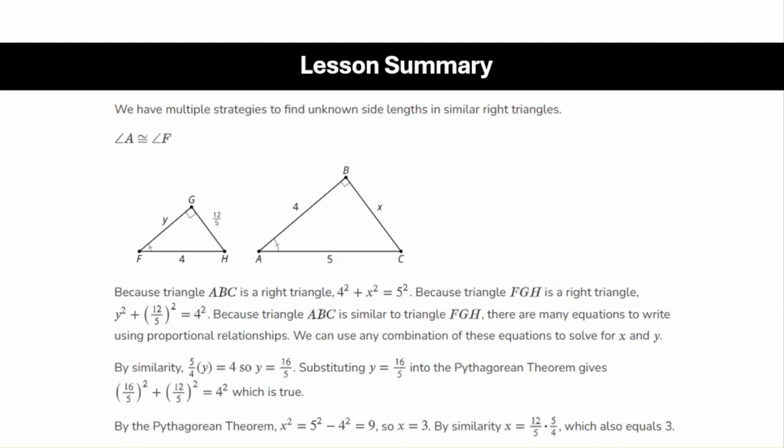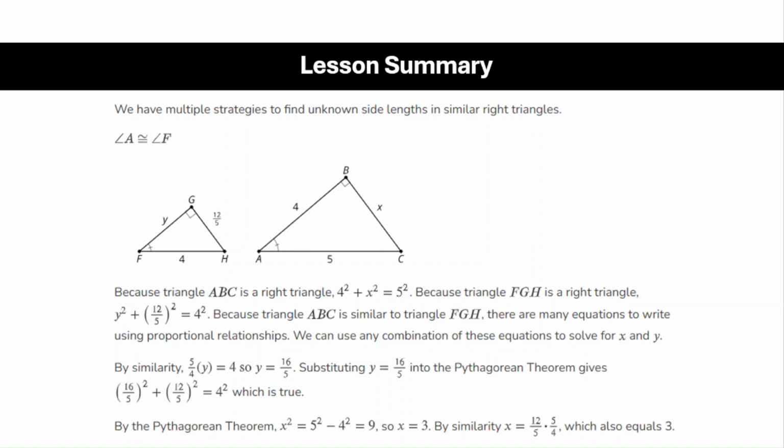Then they multiplied both sides by y, so they just rearranged the proportion once they wrote it. Once we know that, we can multiply both sides by the inverse, and we get that y equals 16 over 5. So we've already solved half the problem by finding y. We can then substitute that into the Pythagorean theorem, and we find that (16/5) squared plus (12/5) squared equals 4 squared, which is true.